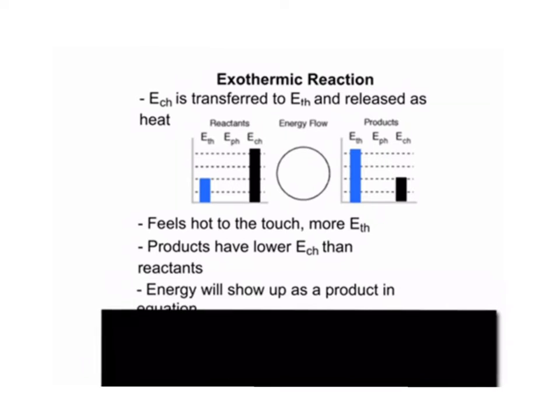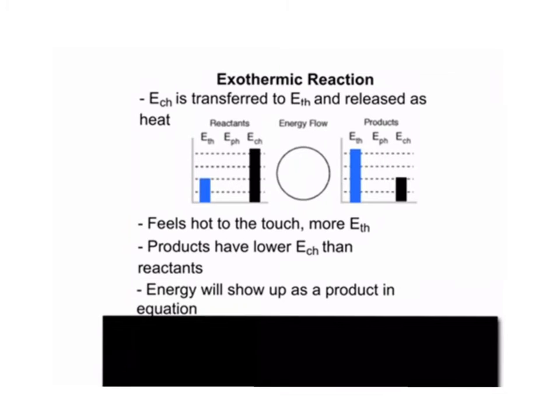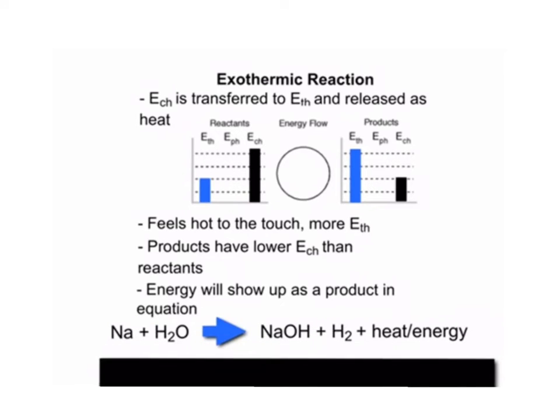Now, also, when we write a chemical equation, we're going to start writing chemical equations to show where the heat energy is. And in this case, the energy is going to show up as a product in our equation. So like I said, we reacted sodium with water right here to form sodium hydroxide and hydrogen gas. But then it releases heat and energy, so that becomes one of my products. I release heat and energy, and that's going to show up in my chemical equation.